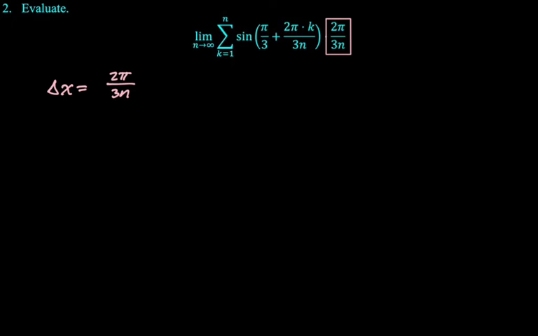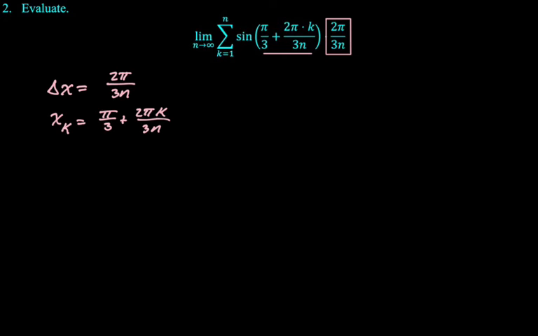Like the distance between where you're starting and stopping is 2 pi over 3, and you're cutting it into n equal parts. You can think of it that way. This is definitely the thing being plugged into a function. So I'm going to say that x sub k is pi over 3 plus 2 pi k over 3n.